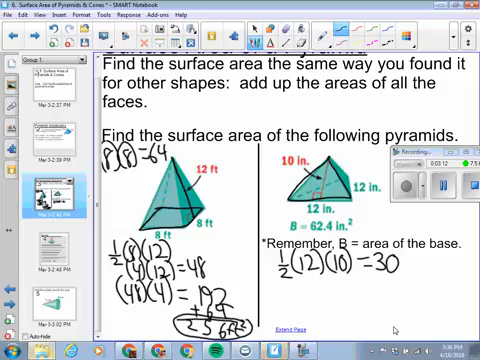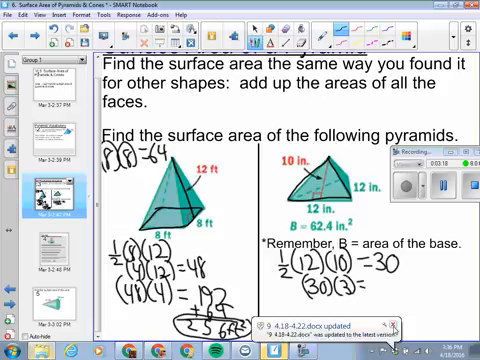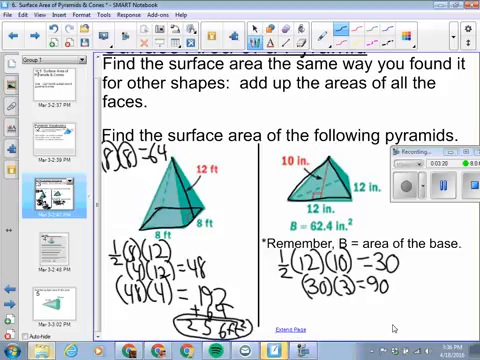And we've got 3 of those triangular faces. So we do 30 times 3, which is 90. And we'll add that to our given base area of 62 4/10, for an overall surface area of 152 4/10 square inches.